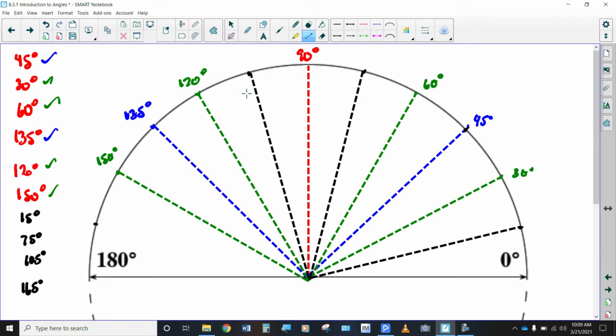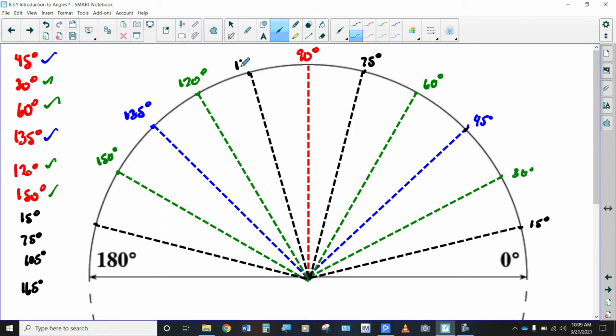Here's your 105. And there is your 165. So now I'll go ahead and put those guys in. 15 degrees, 75 degrees, 105 degrees, 165 degrees. Okay, so you can make yourself a pretty decent protractor.